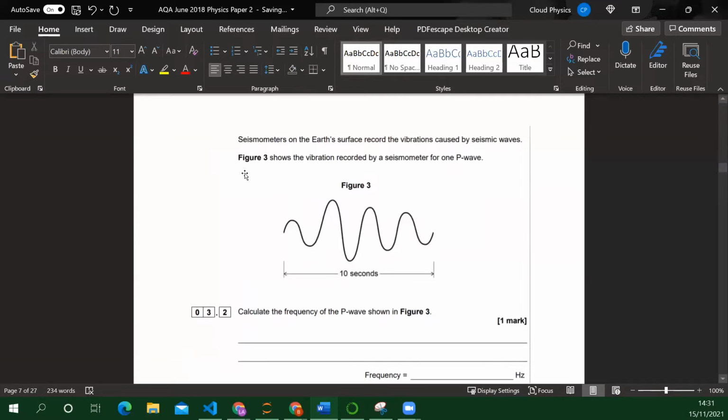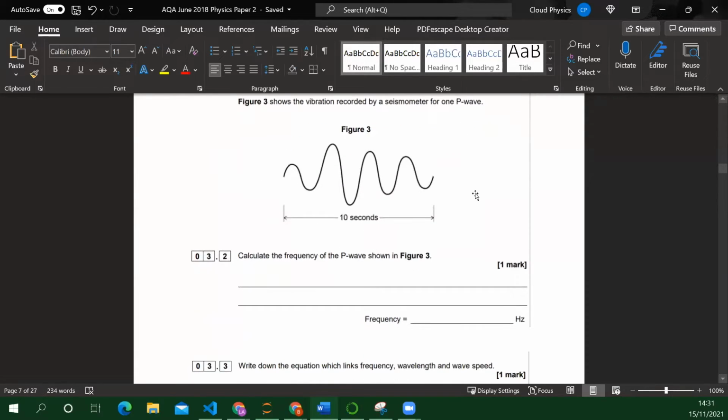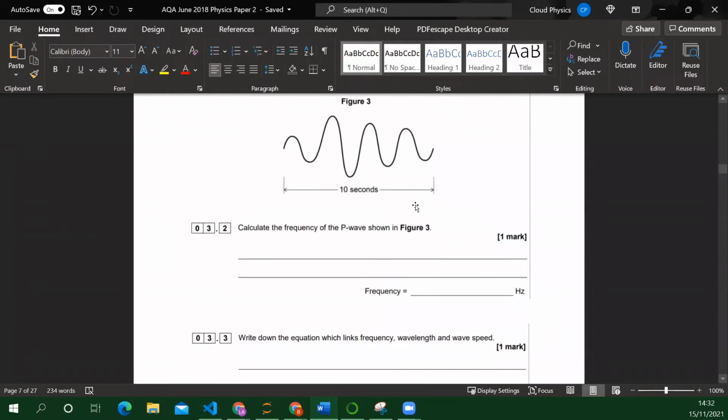Seismometers on the Earth's surface record the vibrations caused by seismic waves. Figure 3 shows the vibration recorded by a seismometer for one P wave. So you've got a wave. Calculate the frequency of the P wave shown in figure 3. We've got a time of 10 seconds. How many wavelengths are going past this point? Remember, frequency is how many wavelengths pass a point per second.